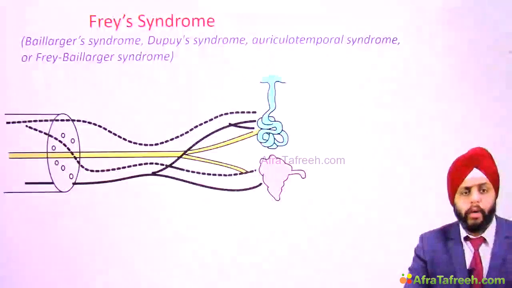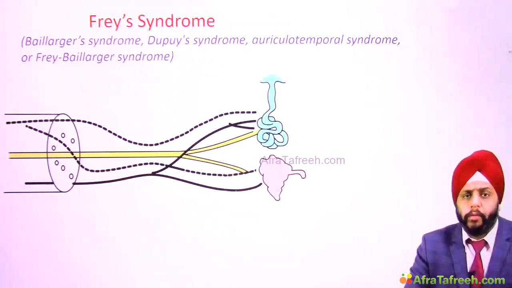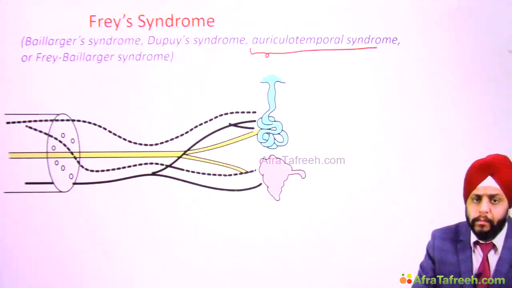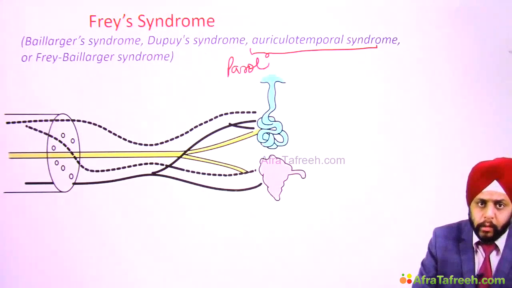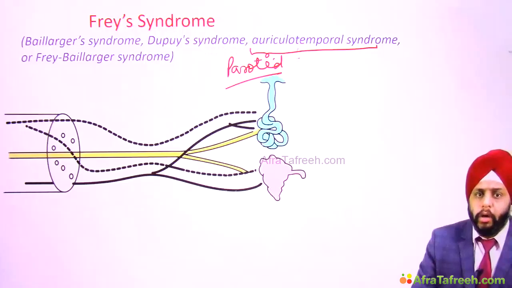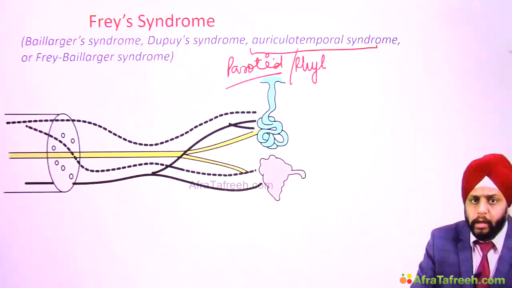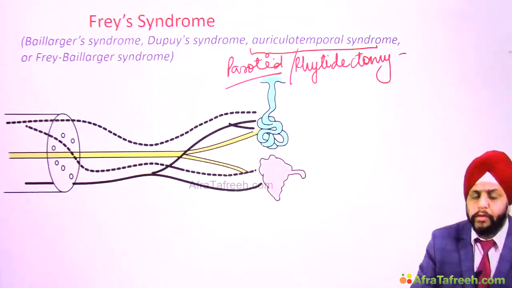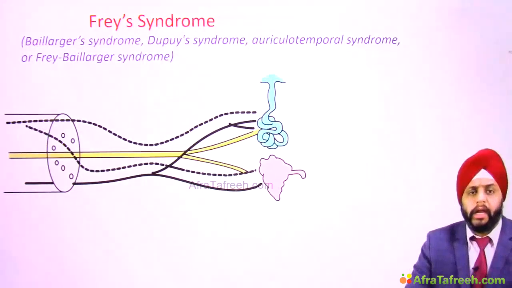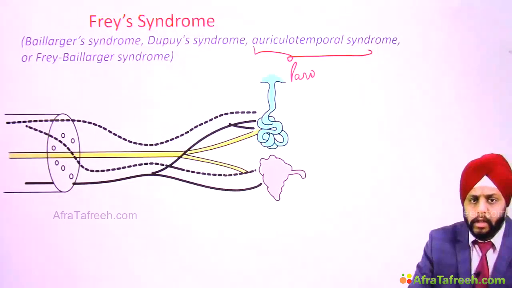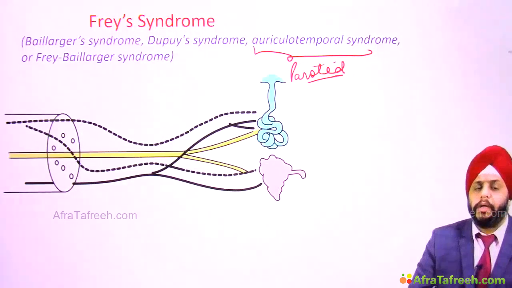Alright. Now what happens if this auriculotemporal nerve is injured? Now this nerve may be injured in many surgeries such as parotid surgery, or it may be injured in rhytidectomy surgery. Rhytidectomy surgery is a facelift surgery to remove the facial wrinkles. Now what can happen if this auriculotemporal nerve is injured? This auriculotemporal nerve is injured in surgery such as the surgery of parotid gland.